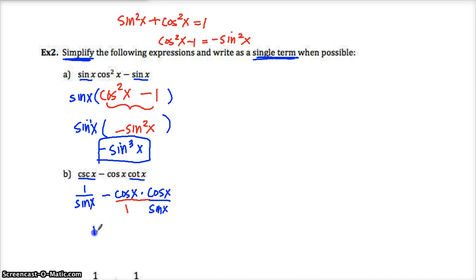So I can combine this into one giant fraction because they have a common denominator right here. So it's 1 minus cosine squared, and then all over sine of x. Well, what is 1 minus cosine squared? If I move the cosine squared over here by subtracting, that just equals positive sine squared x. So I can replace my numerator with sine squared x, divided by sine of x.